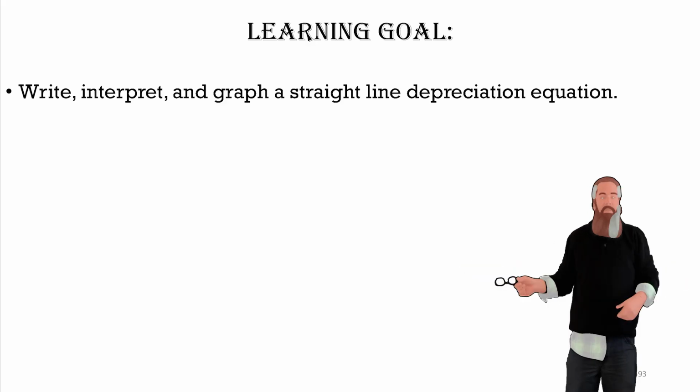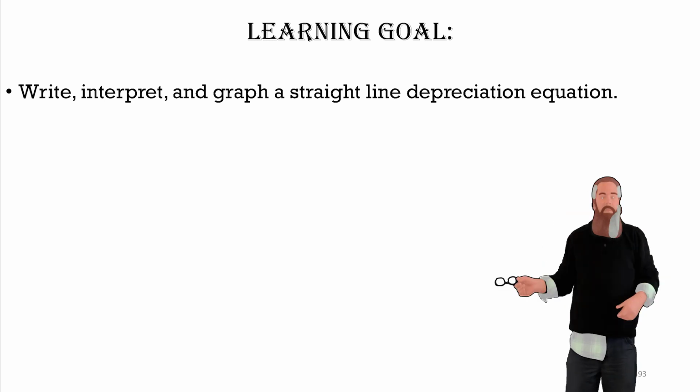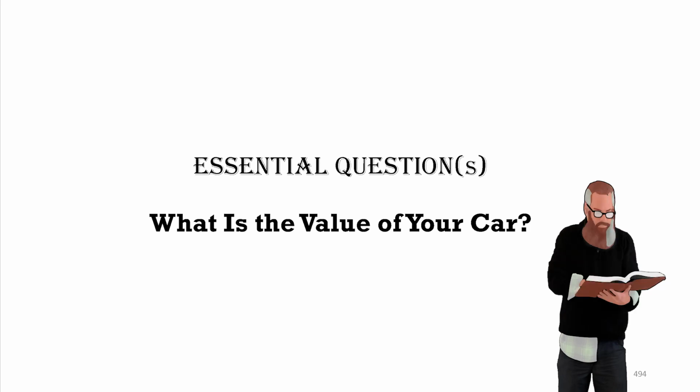It was internet consultant Michael Monker who said if the automobile had followed the same development cycle as the computer, a Rolls-Royce would today cost $100 and get 1,000,000 miles per gallon. In this lesson, we're going to write, interpret, and graph a straight line depreciation equation, all to answer the question, what is the value of your car?